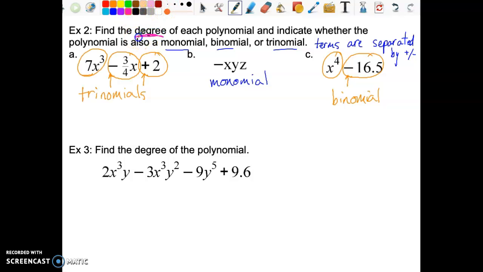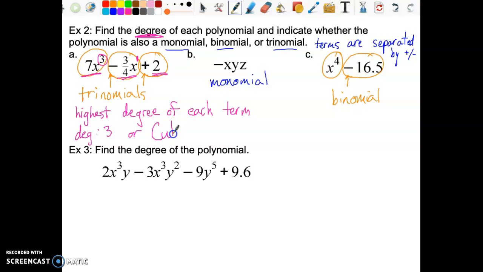So now let's talk about the degree. With the degree, we only look at each term individually. So the first term in this trinomial has a degree of 3. This term has a degree of 1. And this term has a degree of 0. And what we do is we look at the highest degree of each term, and we only consider this by its highest degree. So because the highest term in letter A is 3, then we say it's a 3rd degree polynomial, and sometimes we use the word cubic. So you will hear me say it's a cubic trinomial because the highest exponent was 3.